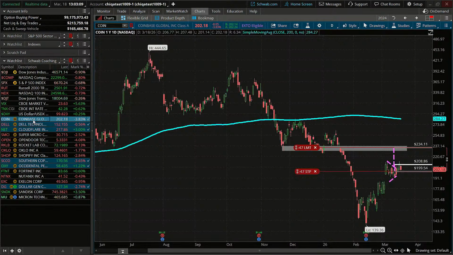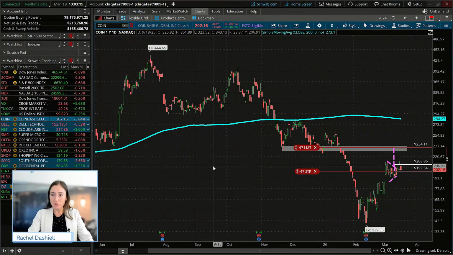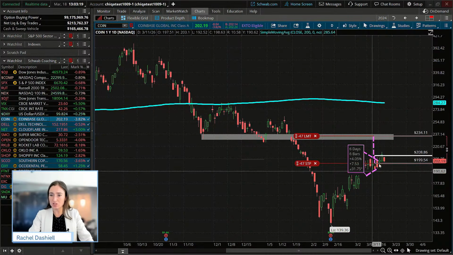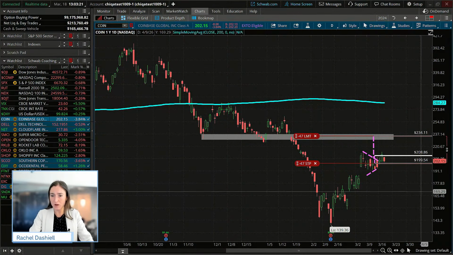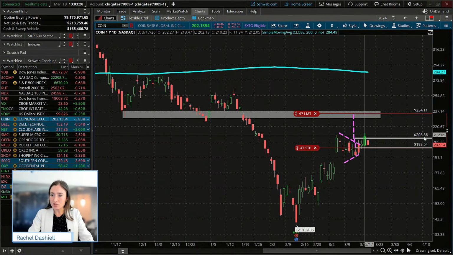We placed a trade on Coinbase. We saw a couple different patterns here on Coin, where we were looking at this triangle pattern really taking shape. We bought the breakout with 47 shares. We just did an equity trade there, and our entry was right above 208.86.